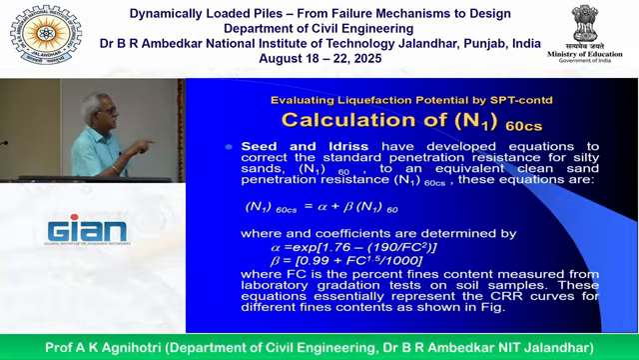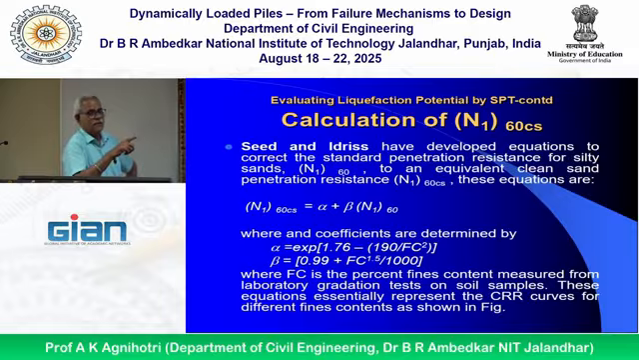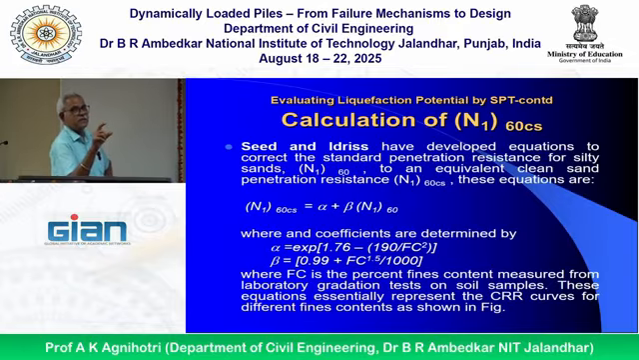N160 CS equals alpha plus beta N160. Alpha is calculated as exponential of 1.76 minus 190 upon Fc square. Similarly, beta is 0.99 plus Fc raised to power 1.5 over 1000. Fc is fines content in percentage. If fines in our soil are say 35%, then Fc will be 35, not 0.35, in this equation.